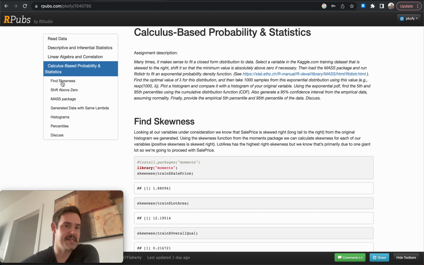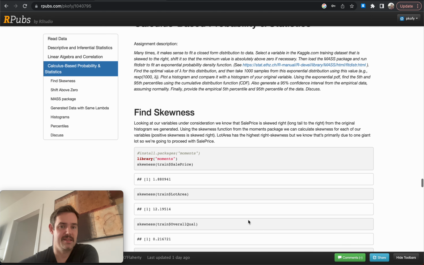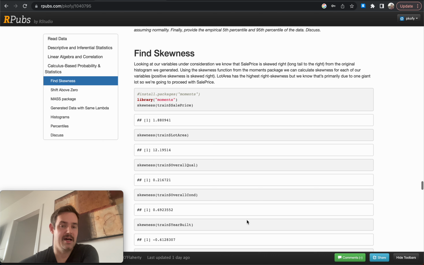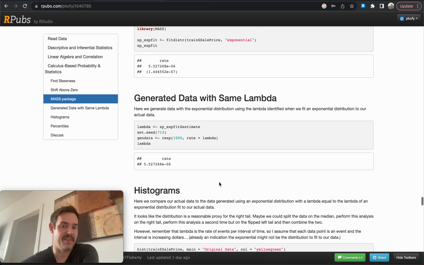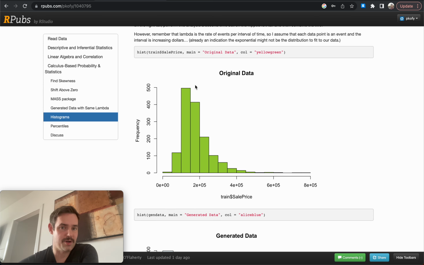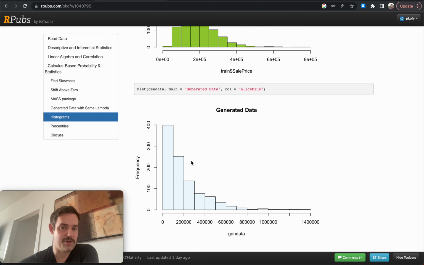For this section, I ended up picking sale price. It's skewed to the right. It would be negative if it were skewed to the left. And we fit an exponential distribution to it. Then we use the lambda of that exponential distribution to generate 1,000 data points. So here's our original data, and here's our generated data.